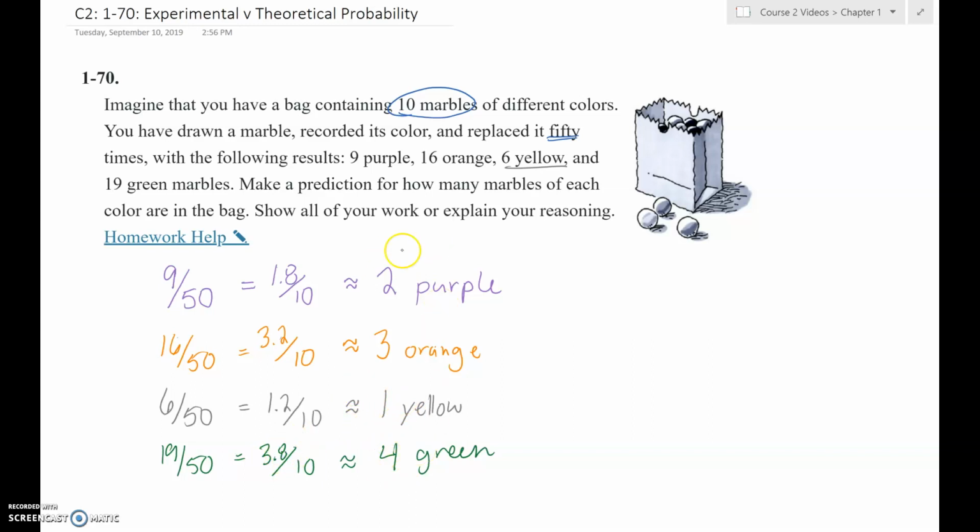And let's, at the end, make sure that this adds up to 10 marbles. So 2 plus 3 is 5, and 1 plus 4 is 5, and 5 plus 5 is 10. So this is my best guess based on what we have as to what was actually in the bag, the 10 marbles that were actually in the bag. 2 purples, 3 orange, 1 yellow, 4 greens.